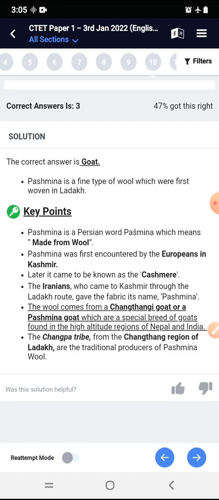Pashmina was first encountered by the Europeans in Kashmir. Later it came to be known as Kashmir wool. The Iranians who came to Kashmir through the Ladakh route gave the fabric its name, Pashmina. So Kashmir, and the name is given to it by Iranian people. The wool comes from the Changthangi goat or Pashmina goat, a special breed of goats found in the high altitude regions of Nepal and India. The Changpa tribe from the Changtang region of Ladakh are the traditional producers of Pashmina wool.